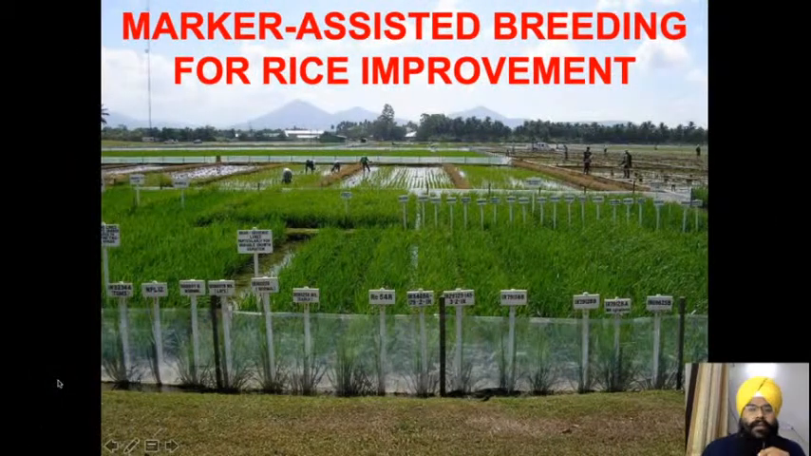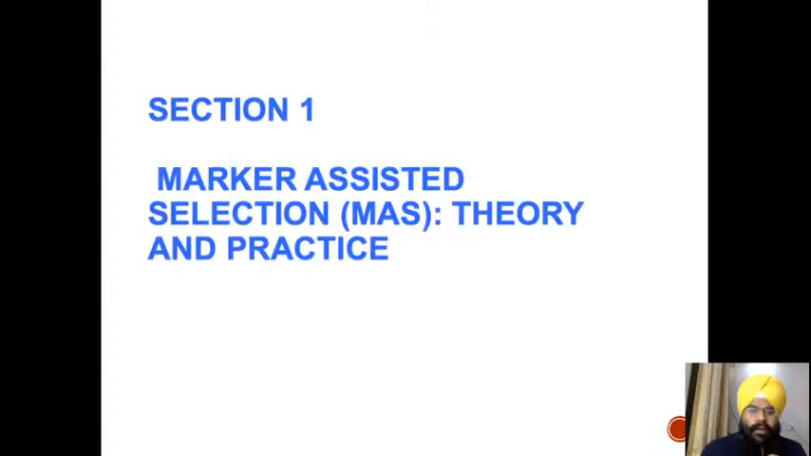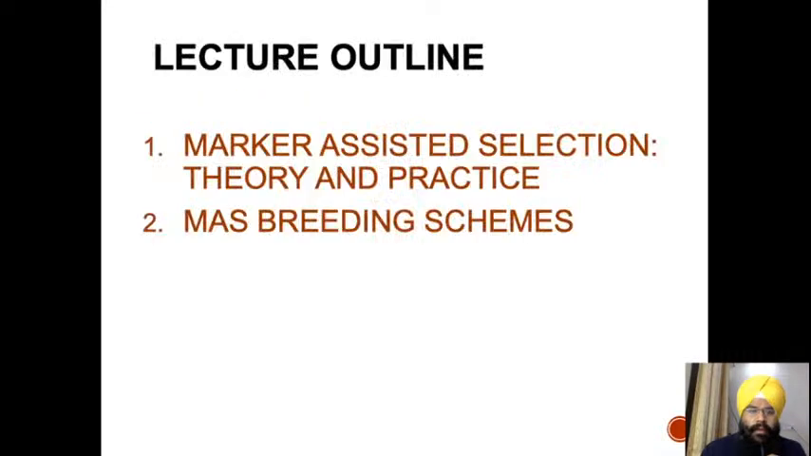So, marker assisted breeding for rice improvement. In this lecture, we will go through the theory and practice of it and read about various schemes for marker assisted breeding. That is your marker assisted selection.